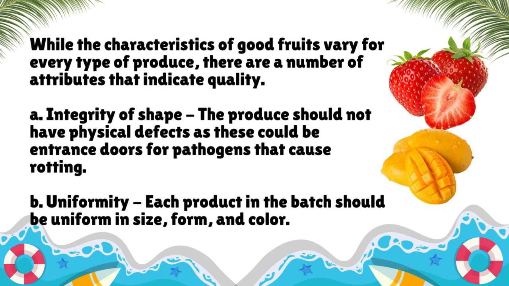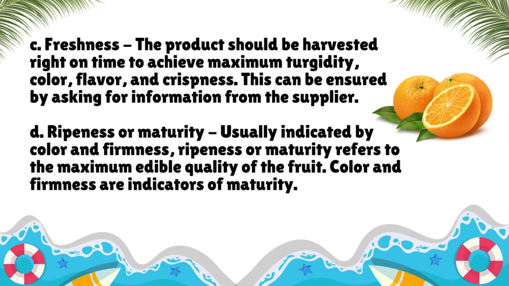B. Uniformity. Each product in the batch should be uniform in size, form, and color. C. Freshness. The product should be harvested right on time to achieve maximum turgidity, color, flavor, and crispness. This can be ensured by asking for information from the supplier.